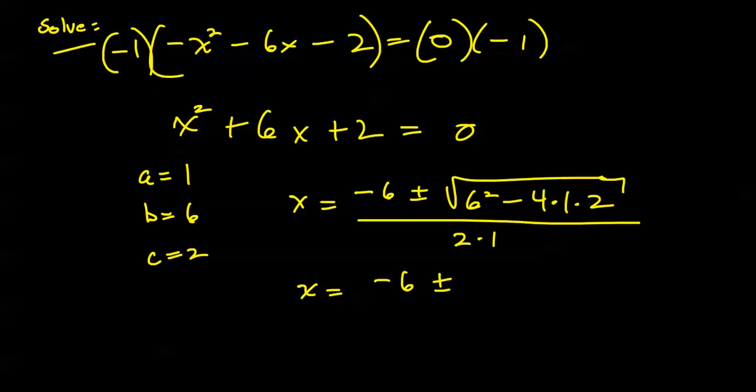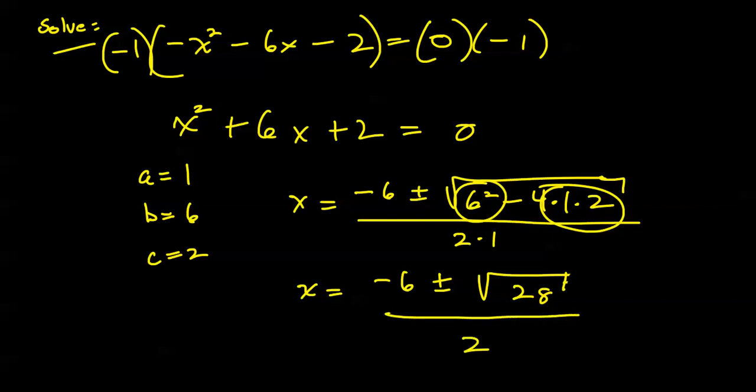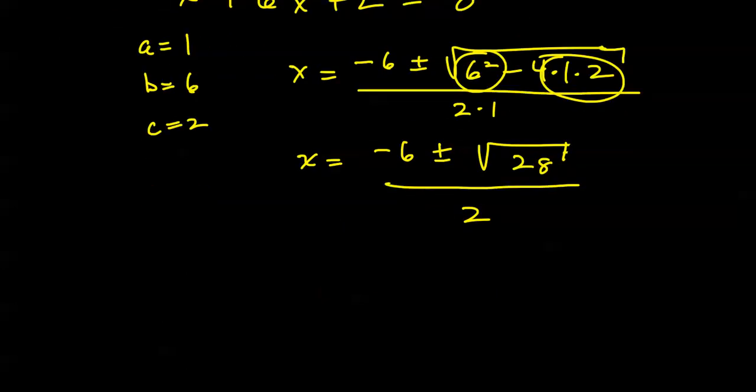Minus 6 plus or minus, under the root sign I get 36 minus 8. What's 36 minus 8? 28? I believe it is. Let me shorten that root sign. Divided by 2 times 1 is 2. No, you can't cross-cancel the 2 into the 6. We talked about that twice already here today. So, if I can't cancel the 2 into the 6, what can we do?